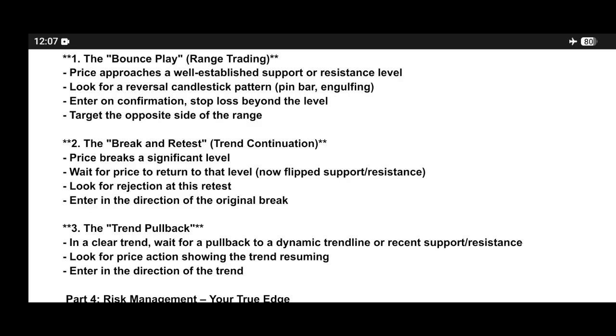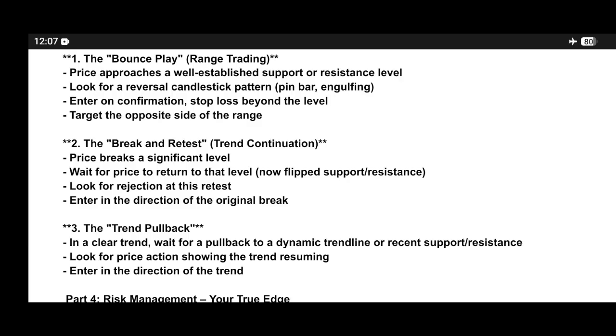The first one is the ranging trade. The second one is the trend continuation strategy trade. Then this third one is the trend pullback. What I mean by pullback is, let me say the price is moving upward, because the price does not just move upward like a shooting rocket. No, it moves like when you are breathing. When you breathe in, you breathe out, because price moves in waves.